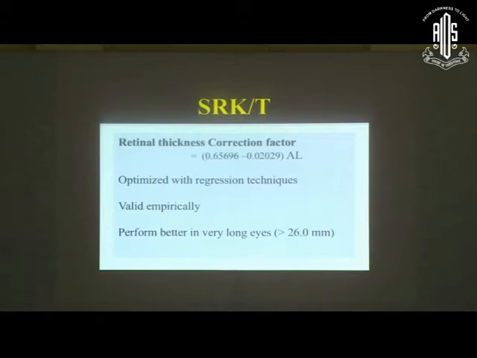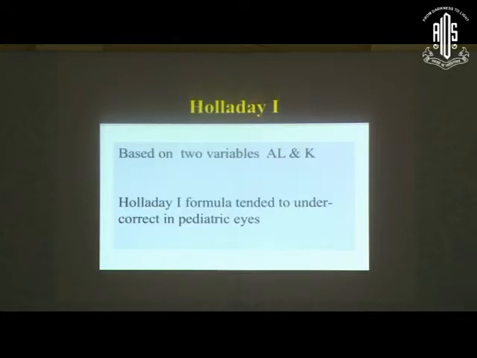Now, SRK-T combines theoretical with regression techniques, and it includes a retinal thickness correction factor. It is valid empirically, but it performs better in longer eyes than in adults. The Holladay 1 has two variables, axial length and keratometry, and the Holladay 1 formula has been found in various studies to undercorrect in pediatric eyes.